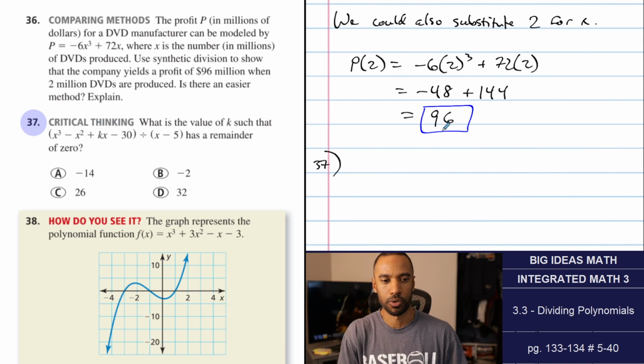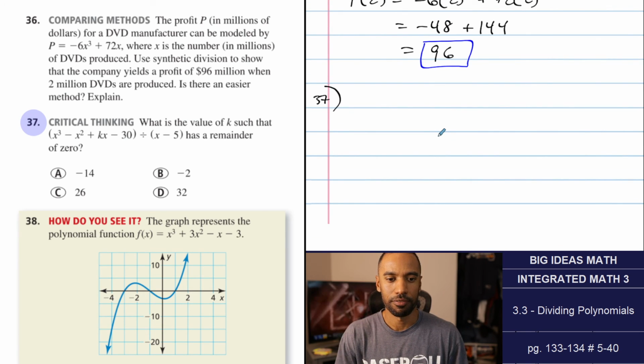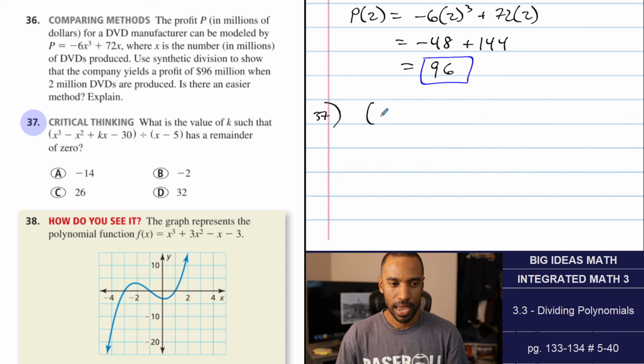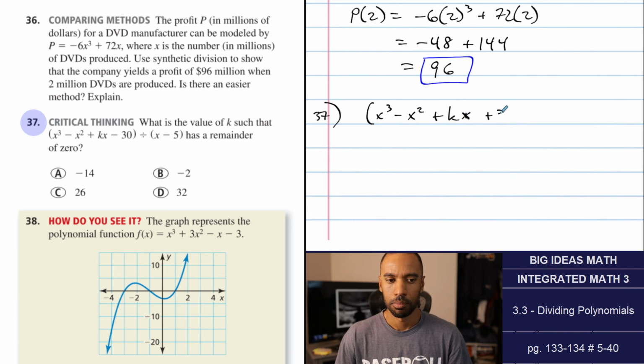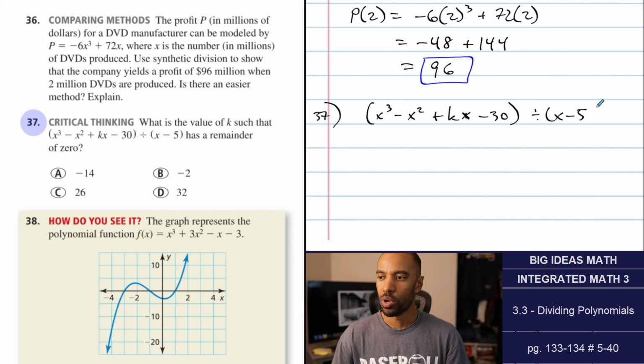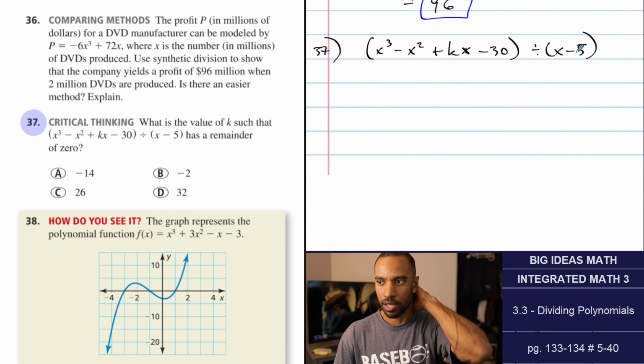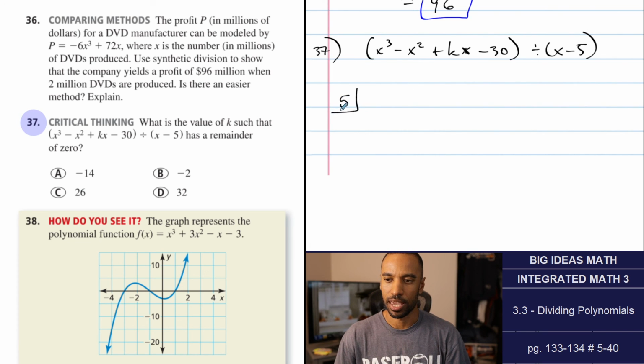All right, number 37, critical thinking. What is the value of k such that x cubed minus x squared plus kx minus 30, divided by x minus 5, has a remainder of 0? We want a remainder of 0. Let's use synthetic division on this. 5 would be your root. If 5 is your root, we have 1, negative 1, k, and negative 30.